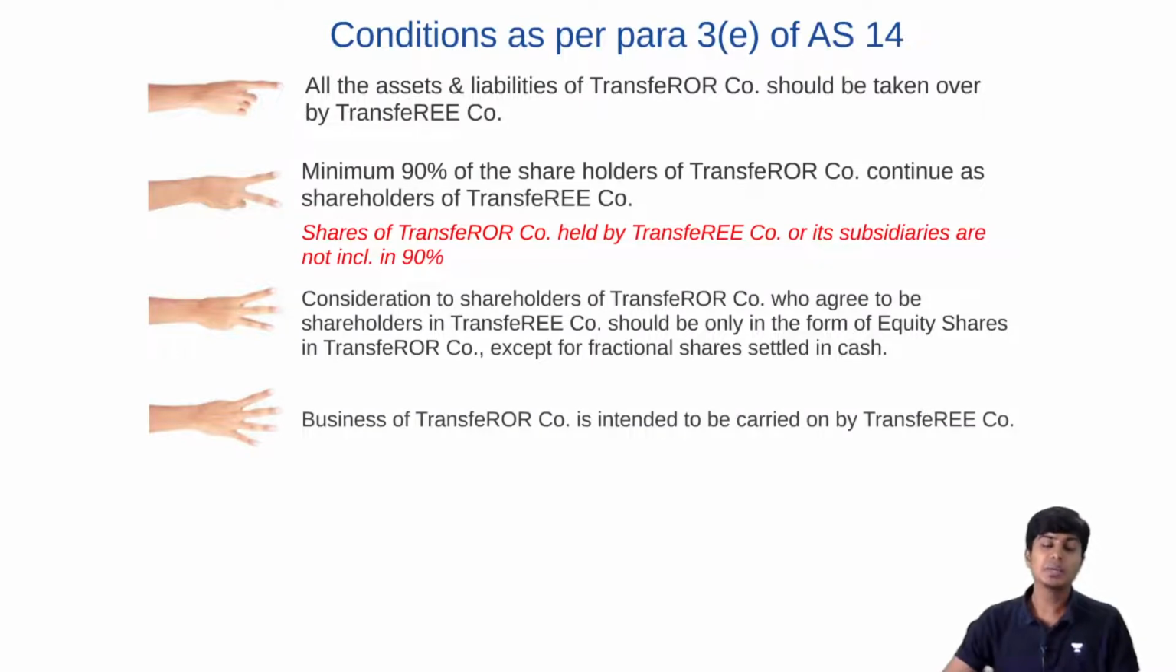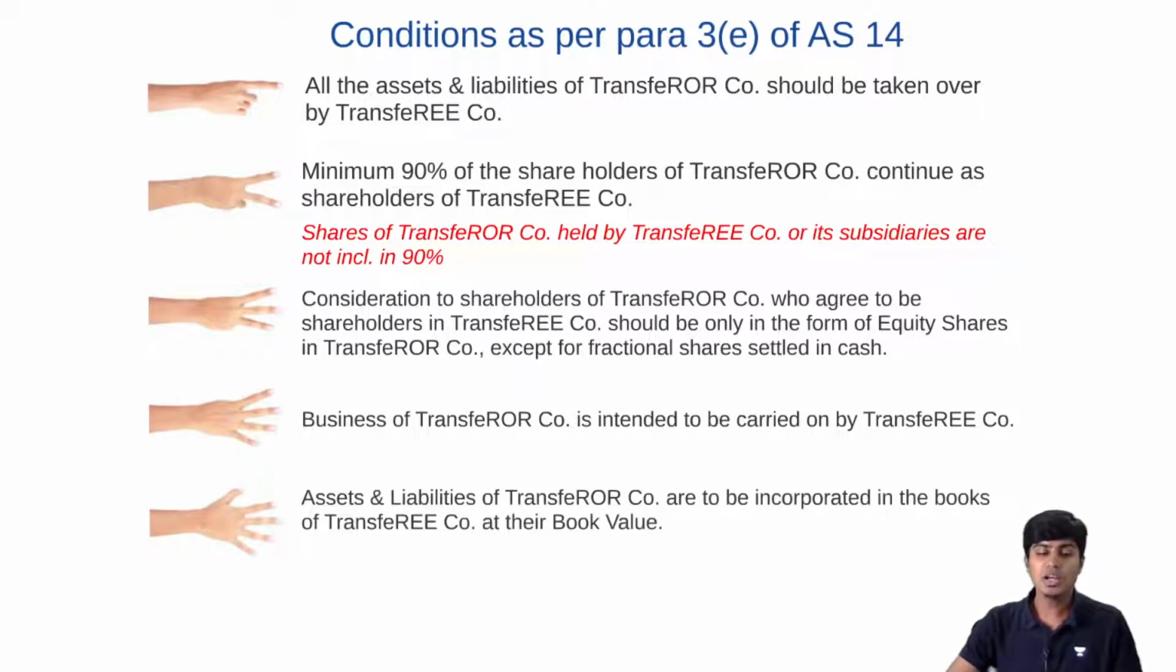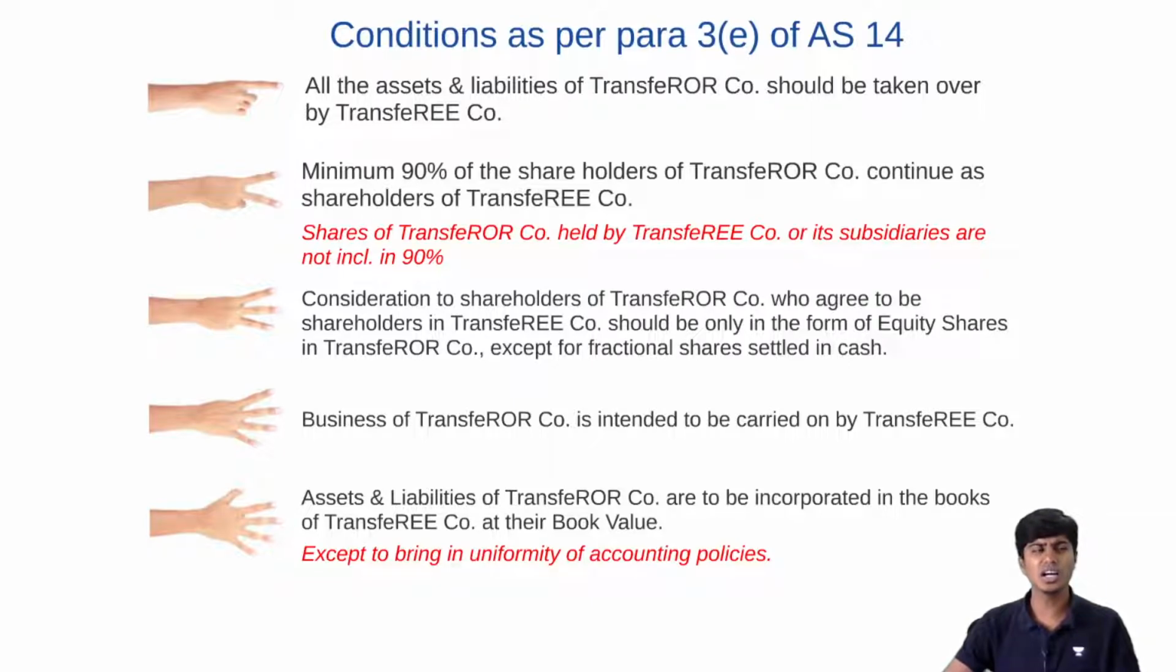Then we discussed that the business of the transferor company is intended to be carried on by the transferee company. Then we discussed the last condition: assets and liabilities of the transferor company should be incorporated in the books of the transferee company at their book value. The exception is given for change in value for uniformity purposes. If the accounting policies followed by both companies are diverse, to unify them we can change the value.